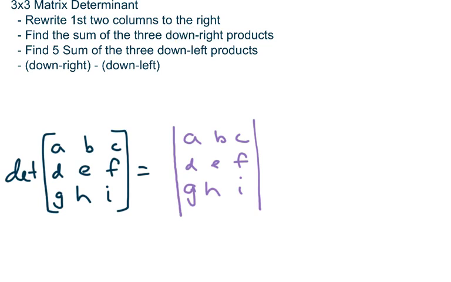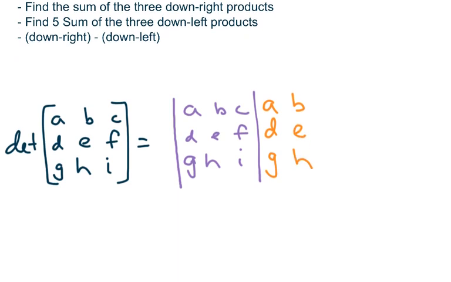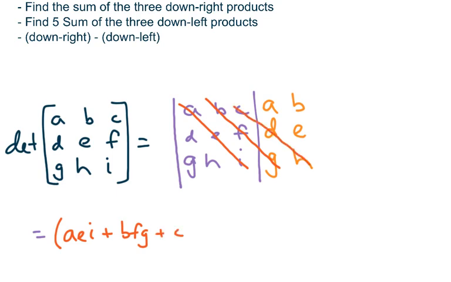So it says rewrite the first two columns to the right. So I'm going to do that part in orange. So we're going to rewrite the first two columns. So A, D, G, and then the next column was B, E, H. Now, the determinant of this is going to be equal to, we're going to take our down right product, so that's AEI. So I'm going to lump these together. AEI, that's my first one. I'm going to do the next one, just keep going to the right, BFG, and we're going to add these together, BFG. And I got one more down right product. That's CDH plus CDH. There's my 3 down right products.